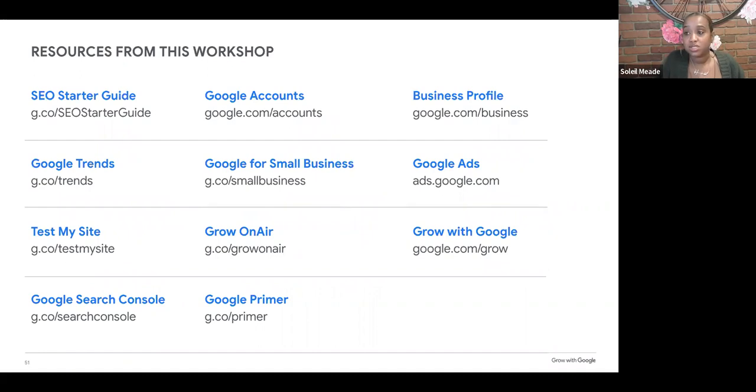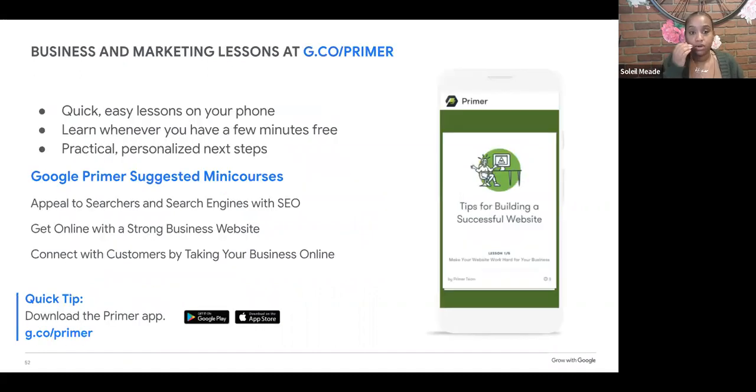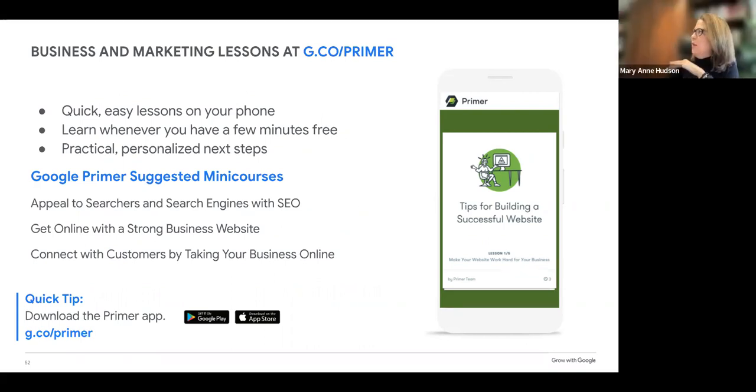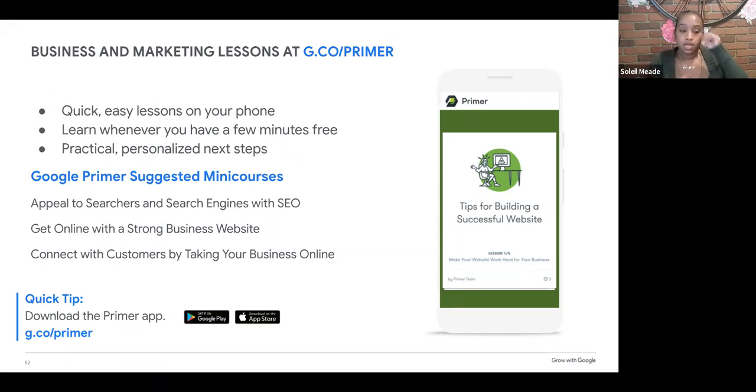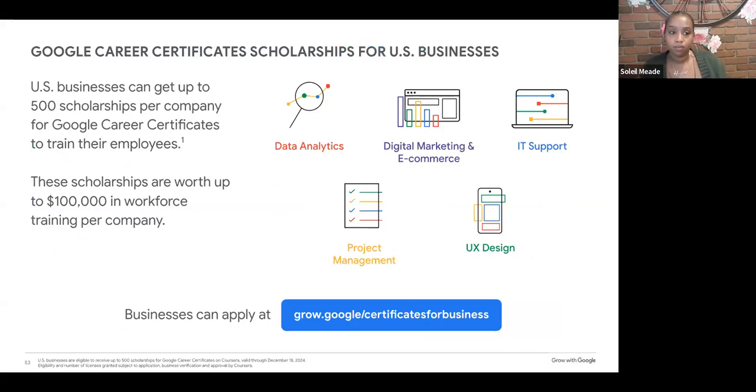Before I close up for today, I'm just going to go over a couple of Google tools that might be helpful as you continue to grow your business. So then the first one is Google Primer. So Primer is the app that you can download on your phone. And you can take like free couple-minute courses right from your phone to help you with your marketing.